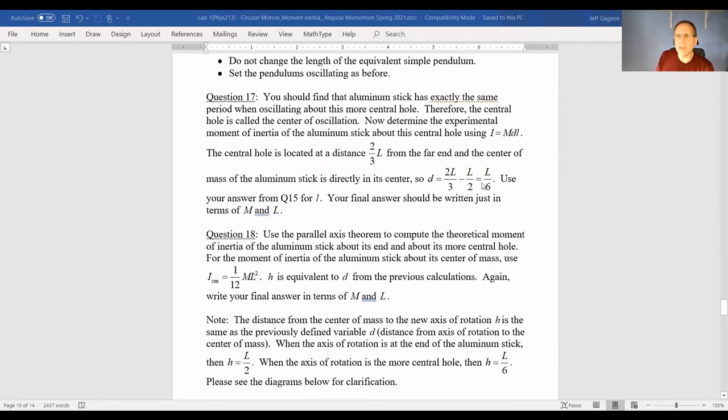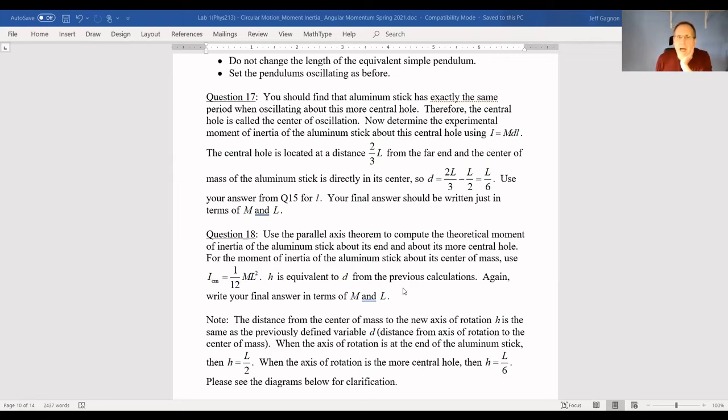And I have that right here. So D is L over 6. Okay, and then little l, so D has changed. Little l is the same as what you got from question 15 again, 0.66 capital L. So you're going to write that out. That's going to be your experimental moment of inertia about the more central hole.